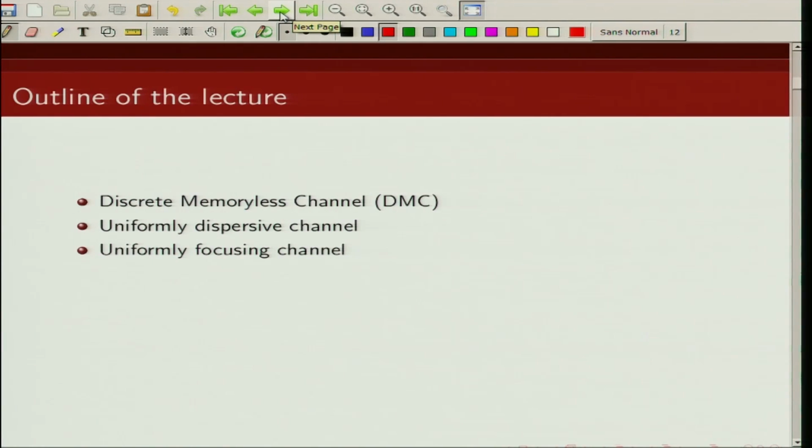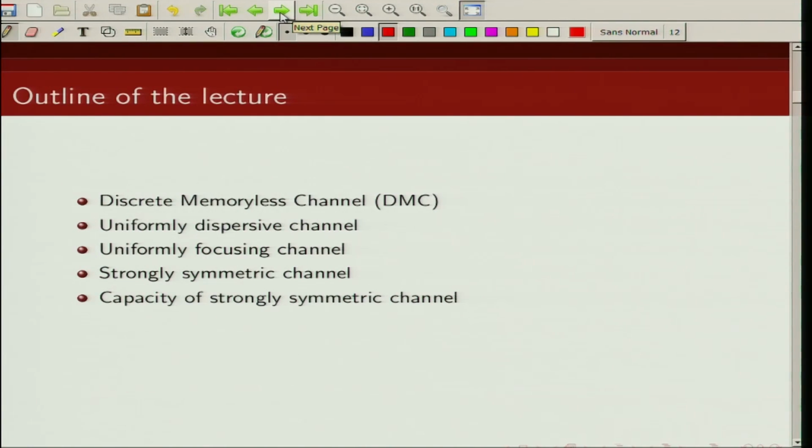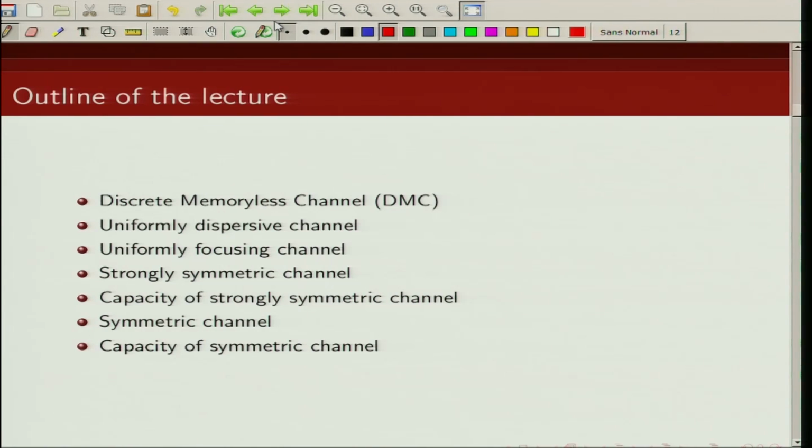And channels which satisfy both of these properties are known as strongly symmetric channels, and we'll compute the capacity of a strongly symmetric channel. Subsequently, we will show that there is a class of channels which can be decomposed into strongly symmetric channels, and that's basically known as symmetric channels, and we will compute the capacity of symmetric channels. So this is the plan for this lecture.